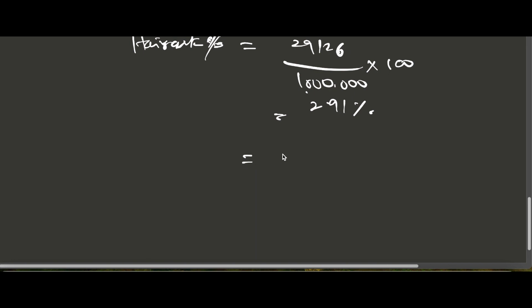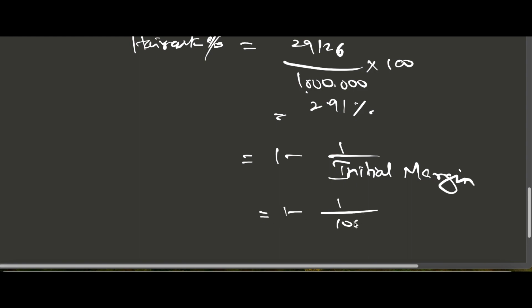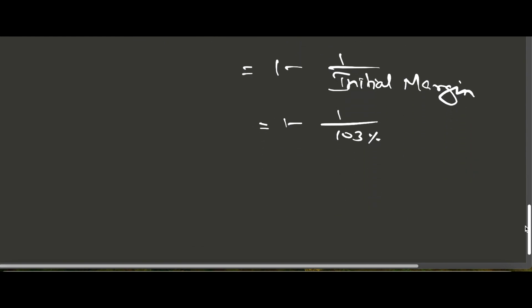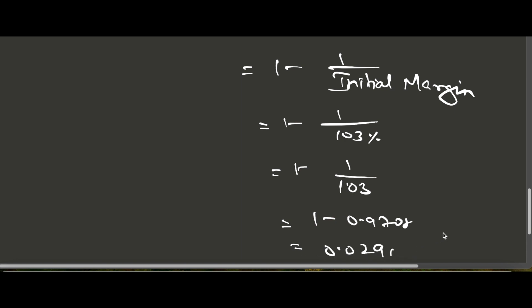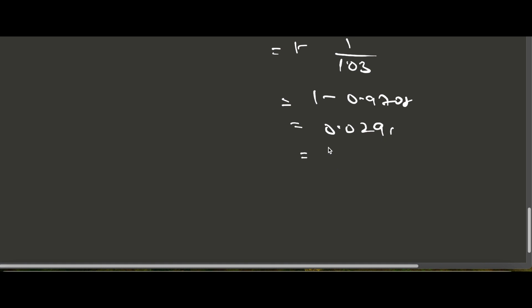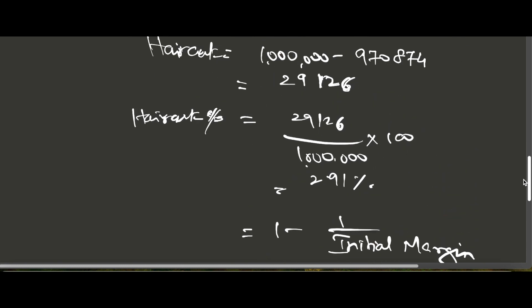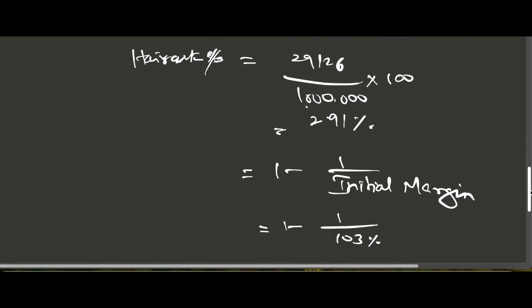There is another way to calculate this: 1 minus 1 by initial margin. The initial margin is 103%, so 1 minus 1 by 1.03. When I calculate this, it will come to 1 minus 0.9708. That will come to 0.0291. Now to convert it into percentage, I'll multiply by 100 and I will get 2.91%. Okay, so this is how I'm supposed to find out haircut.